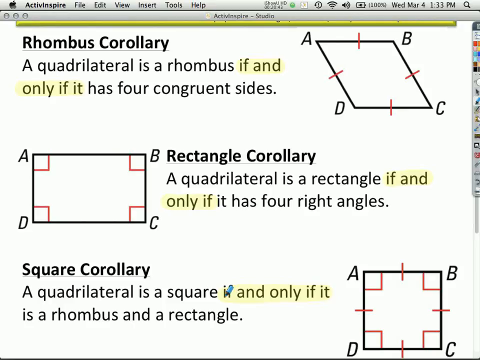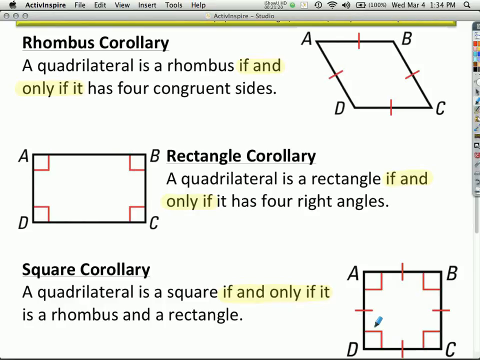So this has to do with, again, the idea, like Dalton said, the family tree. The square is really the combination of 2 shapes that are above it in the family tree, which is the rhombus and the rectangle. If a quadrilateral is a rhombus and a rectangle at the same time, that's what makes it a square. Look at the symbols. You've got the 4 tick marks, 4 tick marks, 4 right angle marks, 4 right angle marks, all at the same time. That's a square. That's a very technical definition, but important.